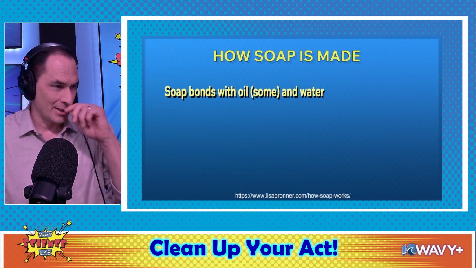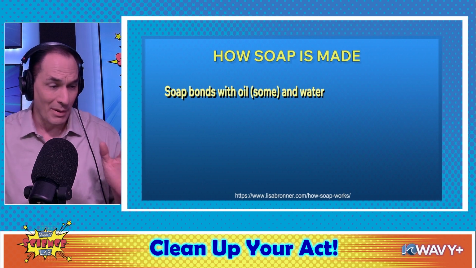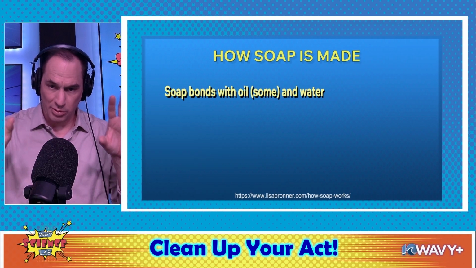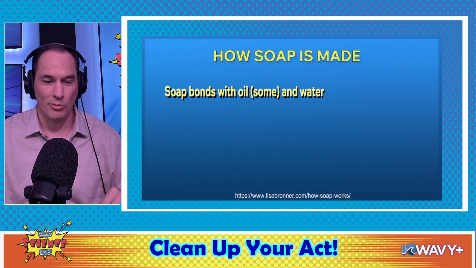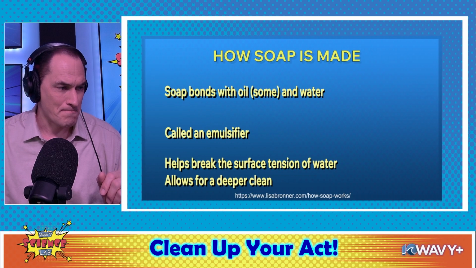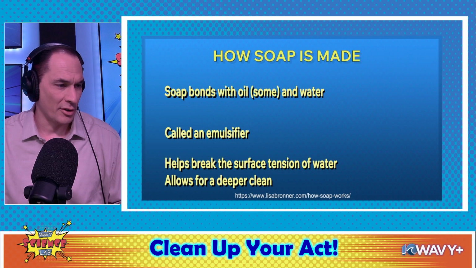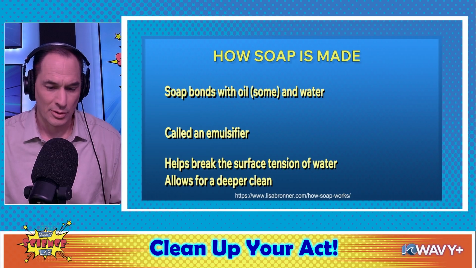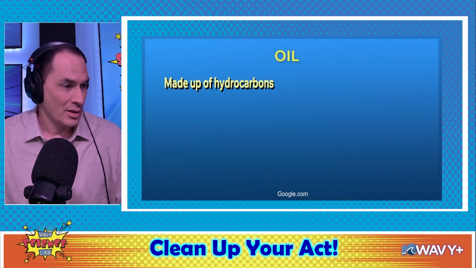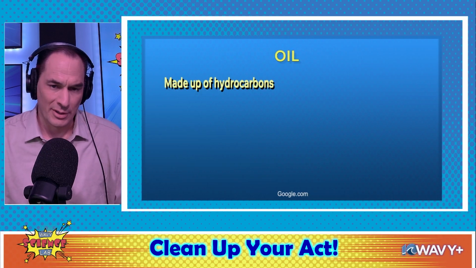All right, so the soap bonds with oil and water, right? Part bonds with the soap, part bonds with the oil, part bonds with the water, and that's what splits them apart. It's called an emulsifier. It helps break the surface tension of water, which allows for a deeper clean to happen. So it's a great tool. So oil, let's back it up a little bit because we're talking about splitting up oil.